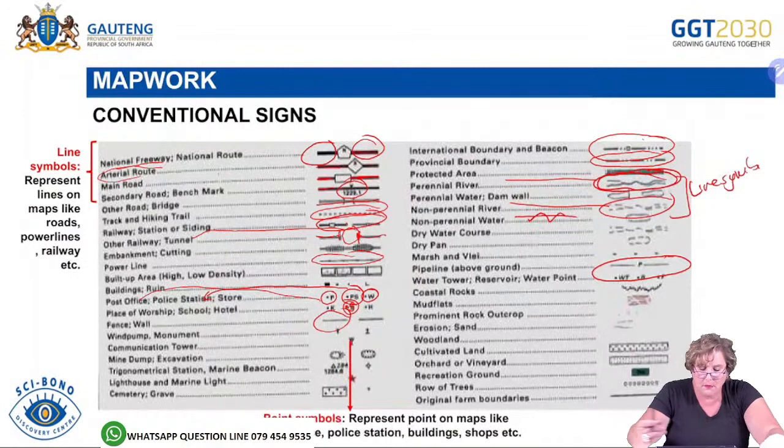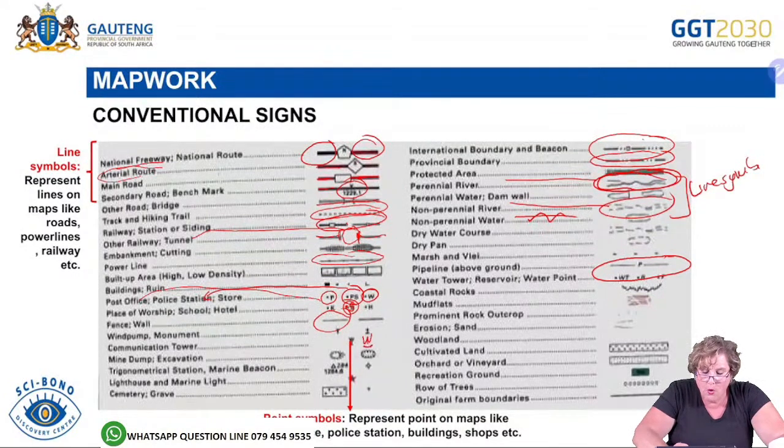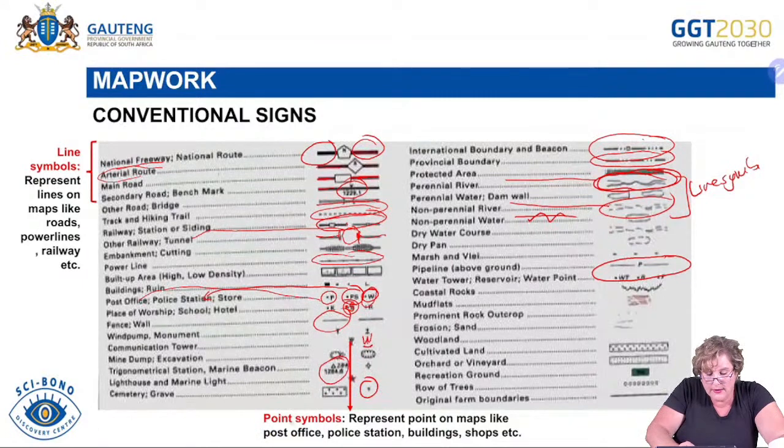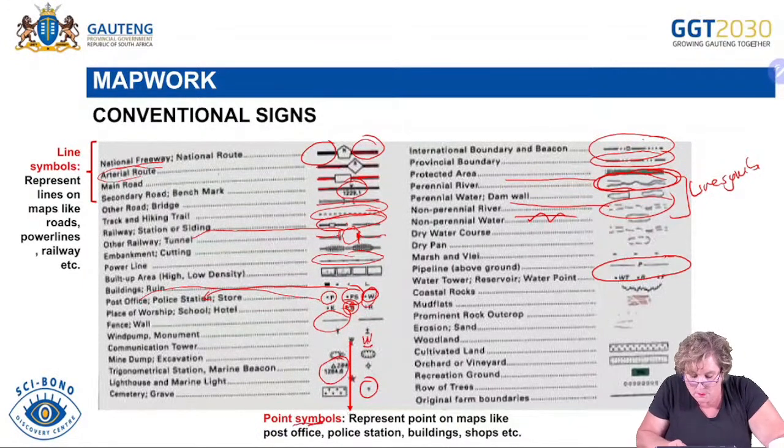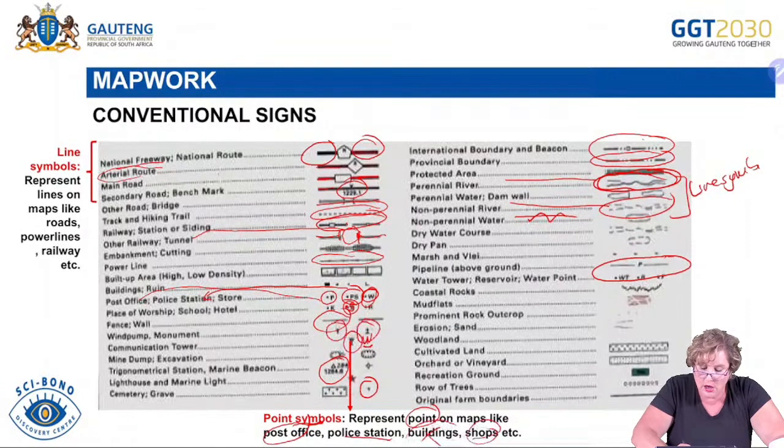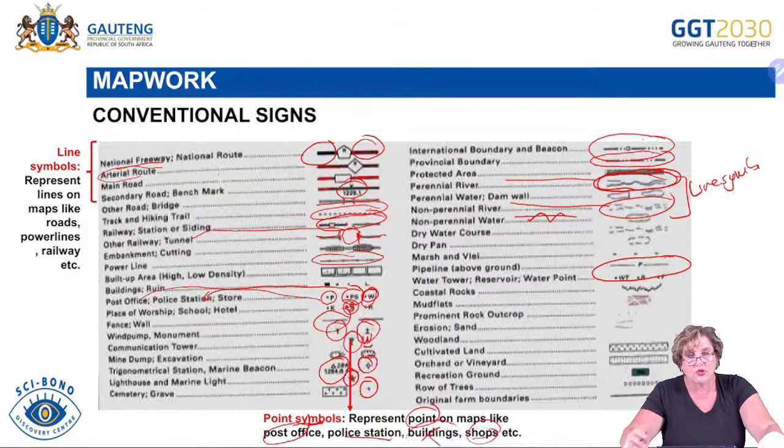If I have something like this, a communication tower that looks like this, or if I have my trig beacon, or I have a grave, or I have the shop, those are point symbols. It's represented points on a map like a post office, a police station, or a shop. I'm going to come back to buildings because I'm going to say something about buildings later on. But my wind pump, my monument, my communication tower, even your marine beacon or your lighthouse are all examples of point symbols.